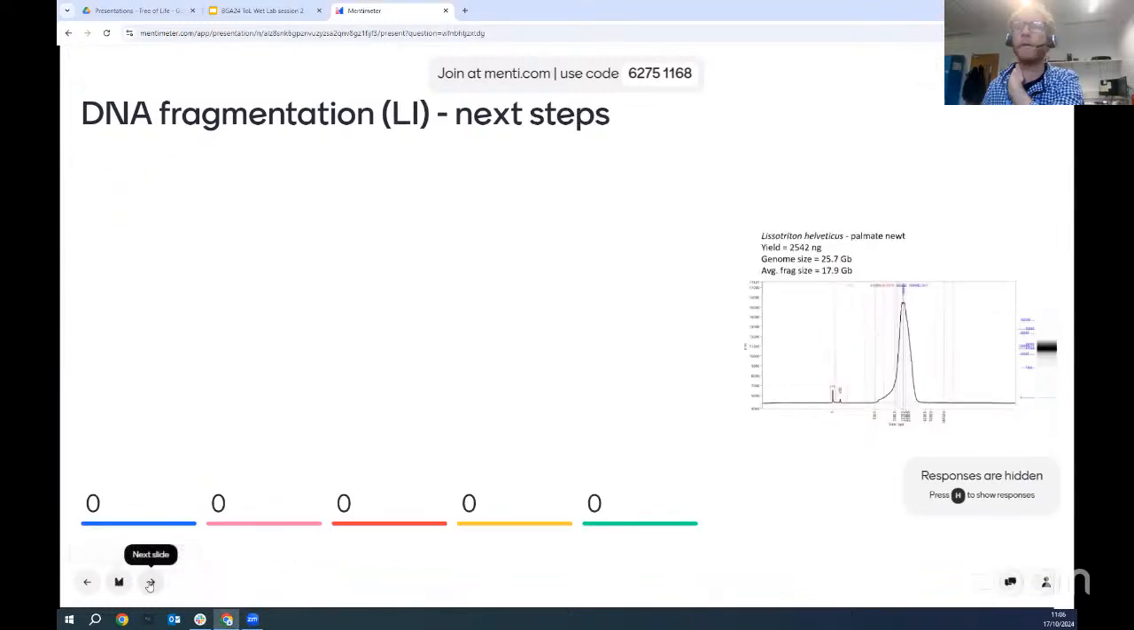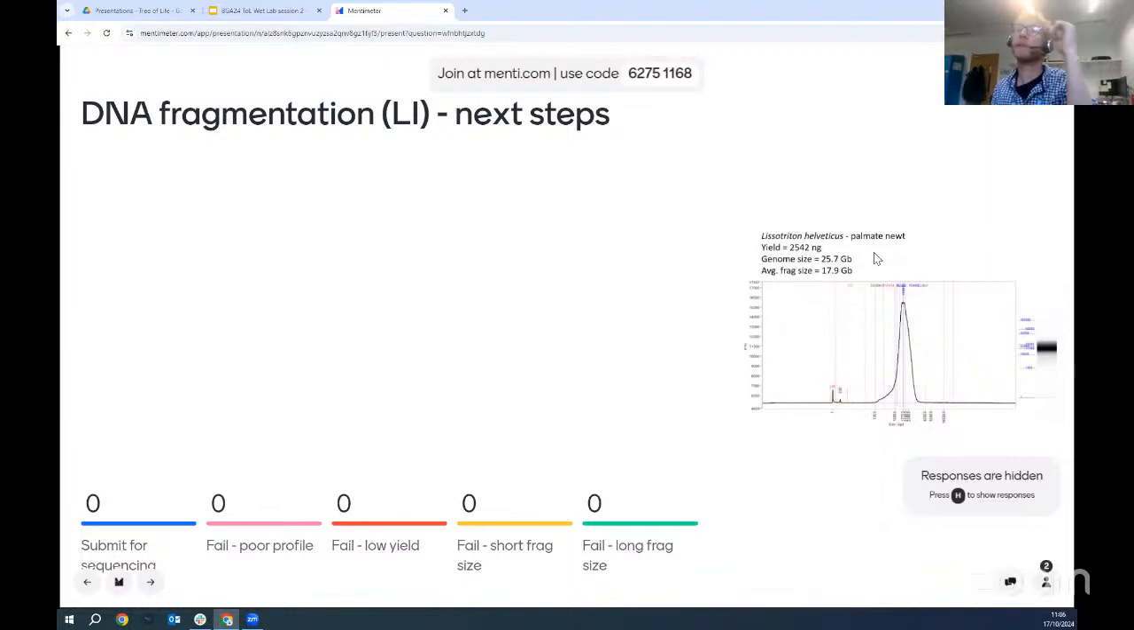One more slide there. Yeah, so here's another LI fragmentation from the palmate newt. A yield of 2,500 nanograms, genome size of almost 26 gigabases, and average fragment size of 17.9 kb.